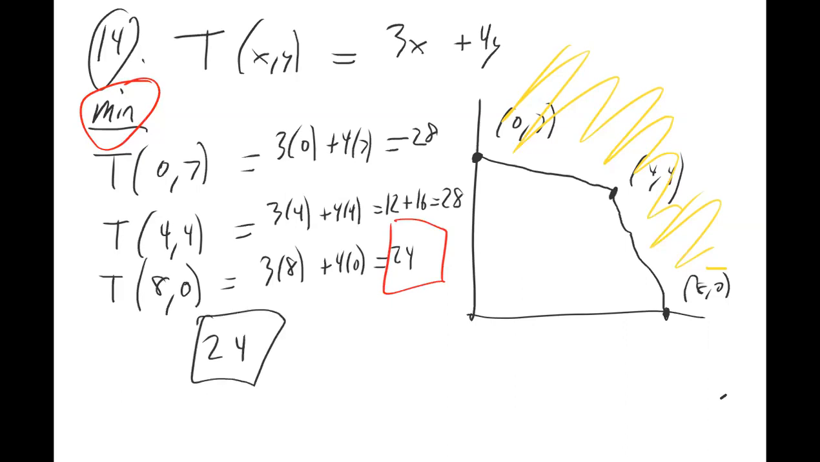So the minimum value of the function is 24 on that region, on any of those vertices that touch that region. So that's the end of your review for your Chapter 5 test, and very best wishes to you. I hope you all score a perfect score. And good luck.